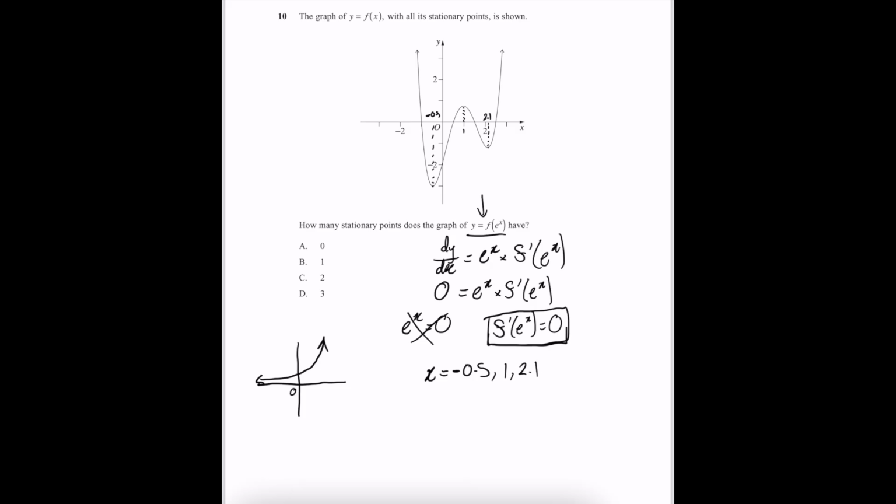But we know that it's not actually x, it's actually this e to the x that we have replaced. So it's when e to the x is equal to minus 0.5, when it's equal to 1, or when it's equal to 2.1. And we need to realize yet again, by the function that is e to the power of x, it can never be less than or equal to 0. It's strictly greater than 0, which means negative 0.5 is not a solution to that equation and only leaves us with 1 and 2.1, i.e. 2 stationary points. So our answer is C.